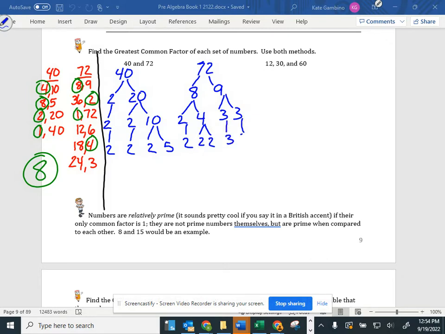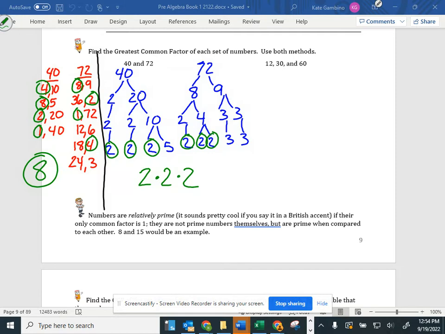3's are prime. So now what I'm going to do is it says find the product of the common prime factors. So I need to look at my list of common primes. I have a 2 and a 2, a 2 and a 2, a 2 and a 2. No common for the 5 or the 3's. So what I have in common is 2 times 2 times 2, because there are 3 2's under both of them.